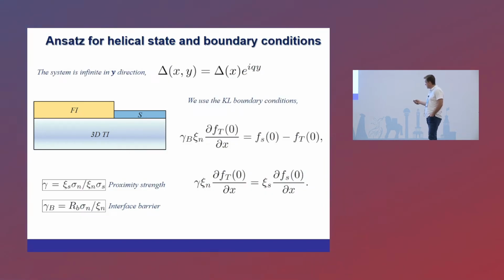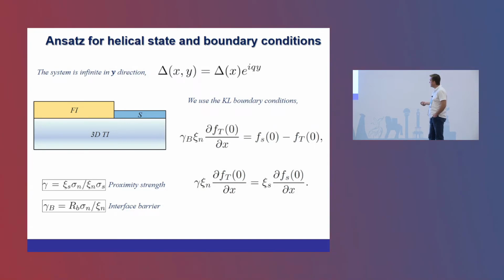So then we have the following Usadel equation, which reflects the situation that we have this helical state. And the problem is to find this Q. Q depends on the state of the system.